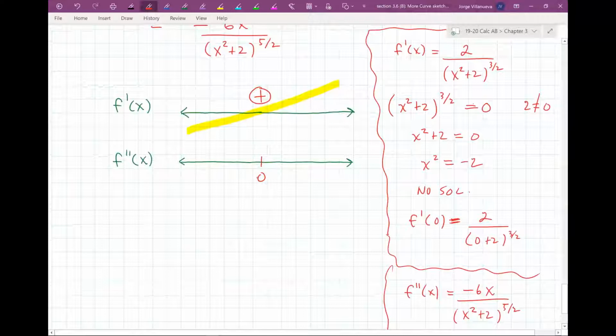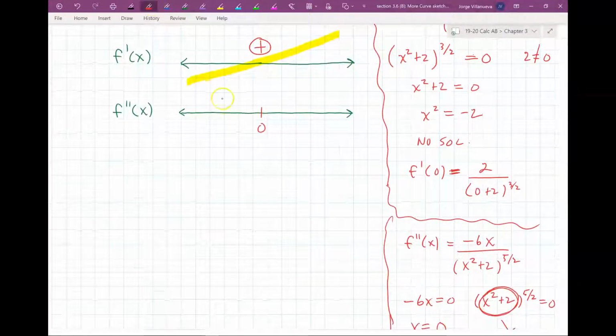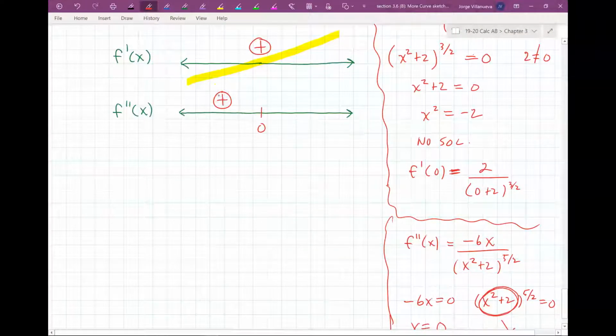0. So now I got to check to the left of it and to the right of it. So if I plug in a -1, okay, I'm just going to kind of help us out a little bit here because I don't want to run out of time. If I plug in a -1 into my second derivative, I get a positive answer. If I plug in a +1, I get a negative answer. Okay, I basically did f double prime of -1, f double prime of 1. Okay, concave up, concave down.